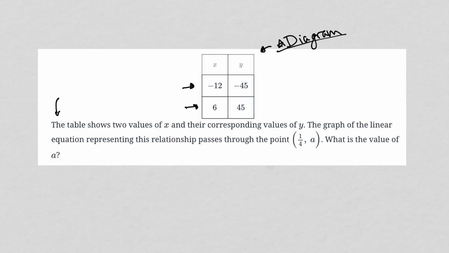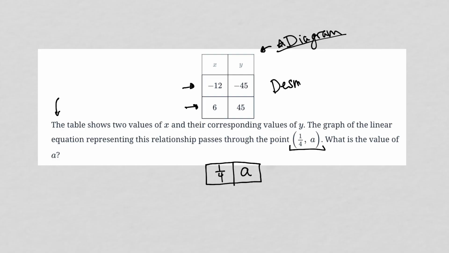The question goes on to say the table shows two values of X and their corresponding values of Y. The graph of the linear equation representing this relationship passes through the point 1/4, A. Now this is interesting because in essence, this gives us an additional X and Y value, right? So I could, for instance, extend this table here to have a 1/4 in the X column and an A in the Y column. And this tells me that, hey, I could just throw this into Desmos, right?